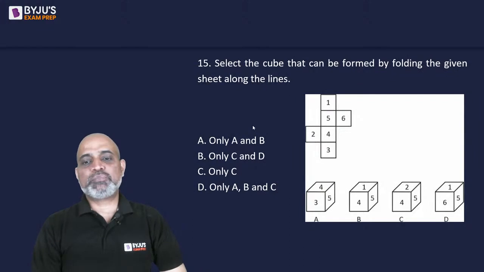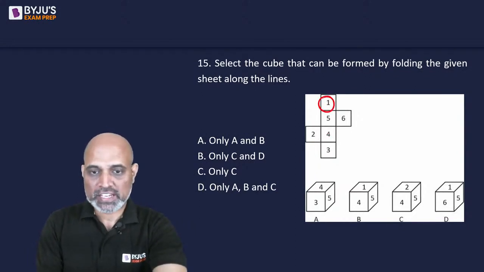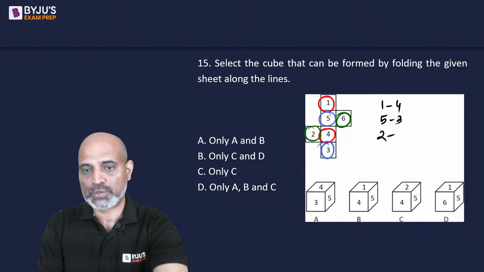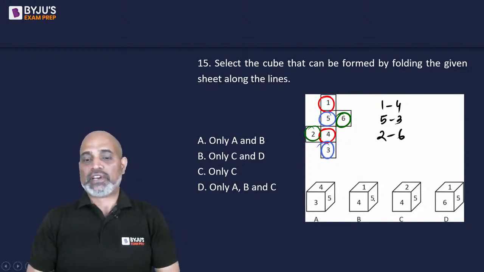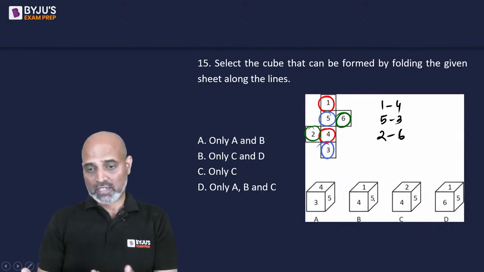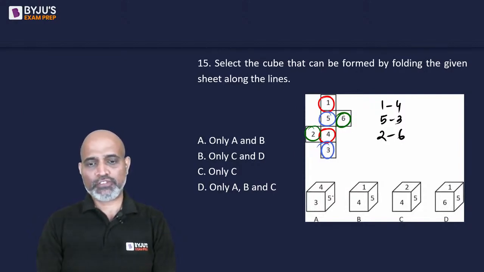So select the cube that can be formed by folding the given sheet along the lines. Going by the standard logic, 1 and 4 should be opposite to each other, 5 and 3 should be opposite to each other, 2 and 6 should be opposite to each other. So can you tell me which cubes or dice we can get rid of? 3, 4, 5 cannot be. How come you can see 3 and 5 both?